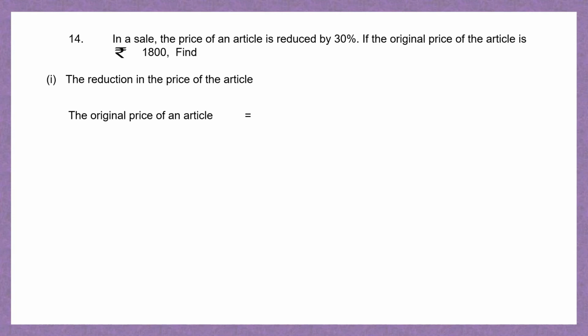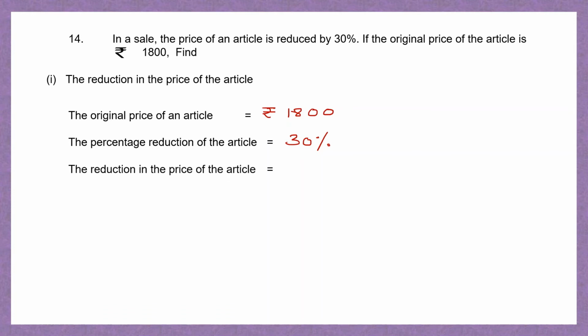The original price of an article is rupees 1,800. This is the original price of the article. The percentage reduction of the article is 30%. Okay, the price that has reduced is 30% of 1,800. So let's find the actual price, the reduction in the price of the article, which will be 30 by 100 because percentage is already given to us into 1800. Cancel two zeros there and two zeros here. Now I have 30 into 18.